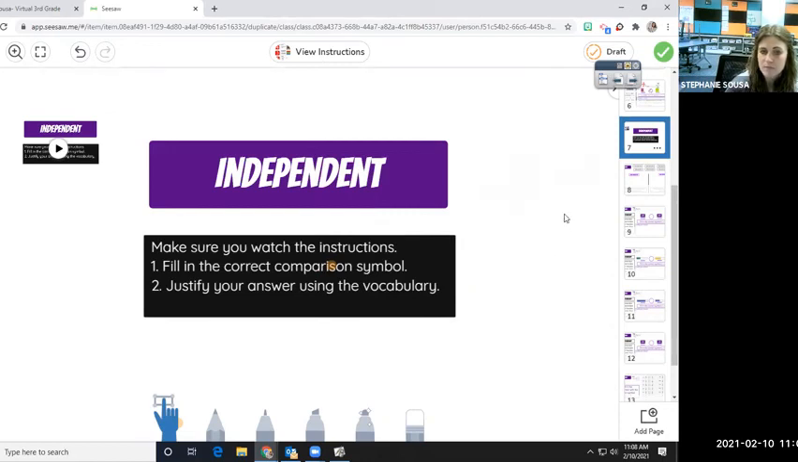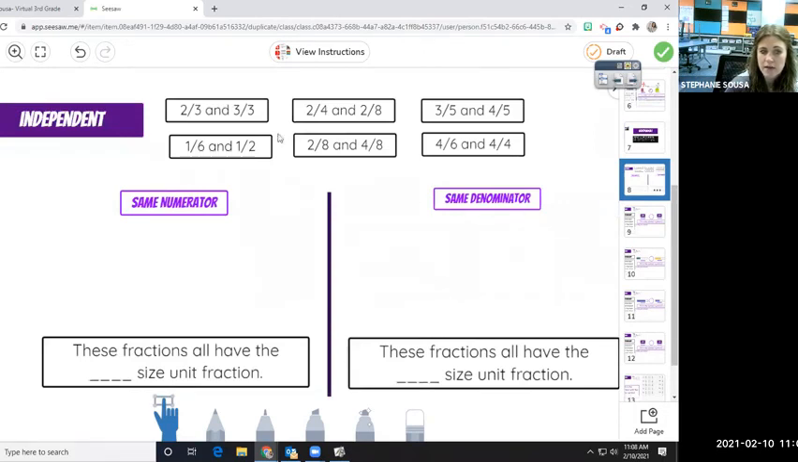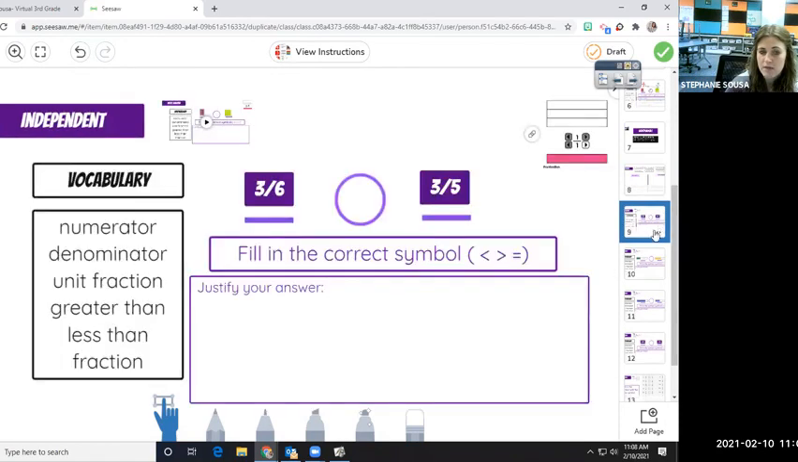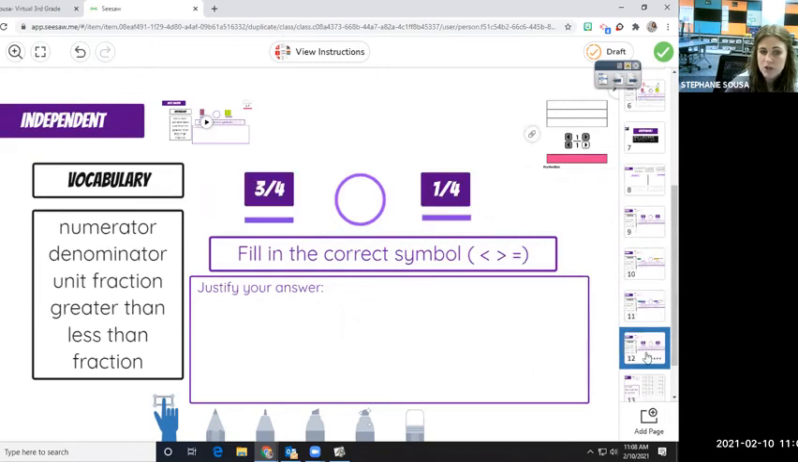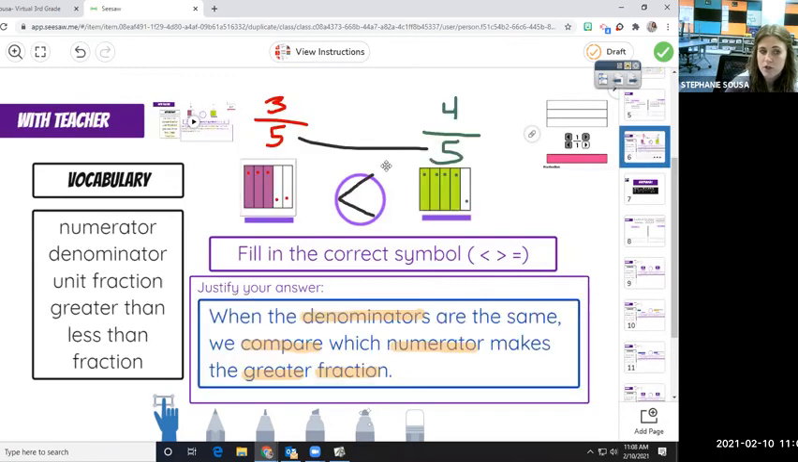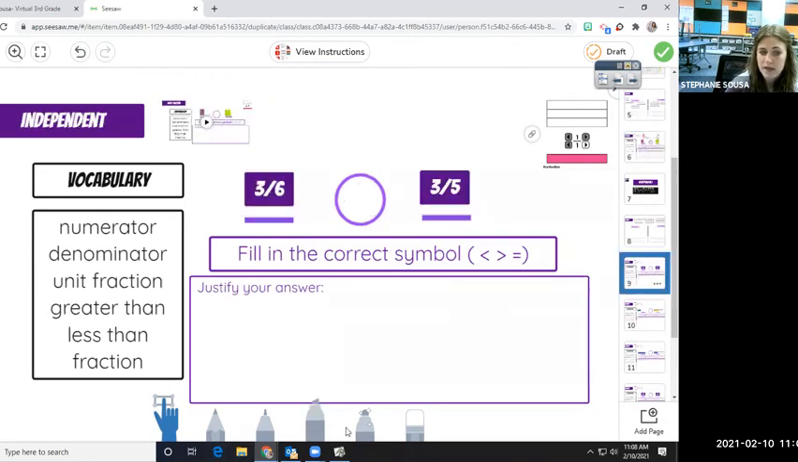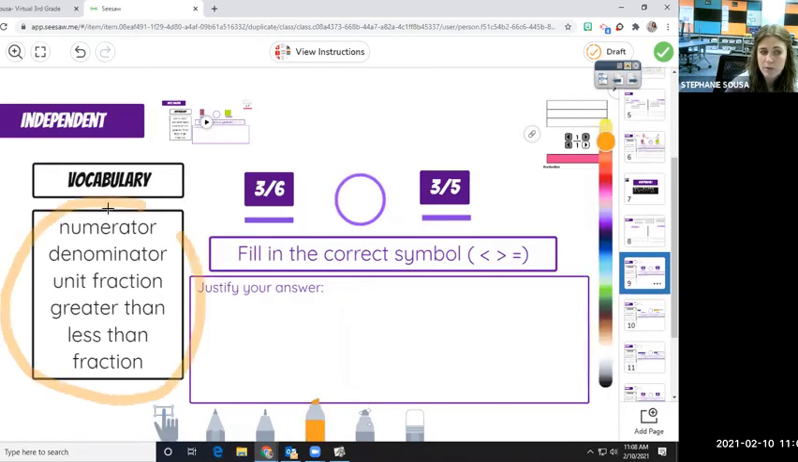Okay. So this tells you that there are directions on each slide. This is a sort, exactly the same as we just did with different fractions. And then slides 9, 10, and 11, and 12 are exactly what we just did together. You're going to compare the fraction, write a justification with the vocabulary words that are listed for you. Any questions on that?